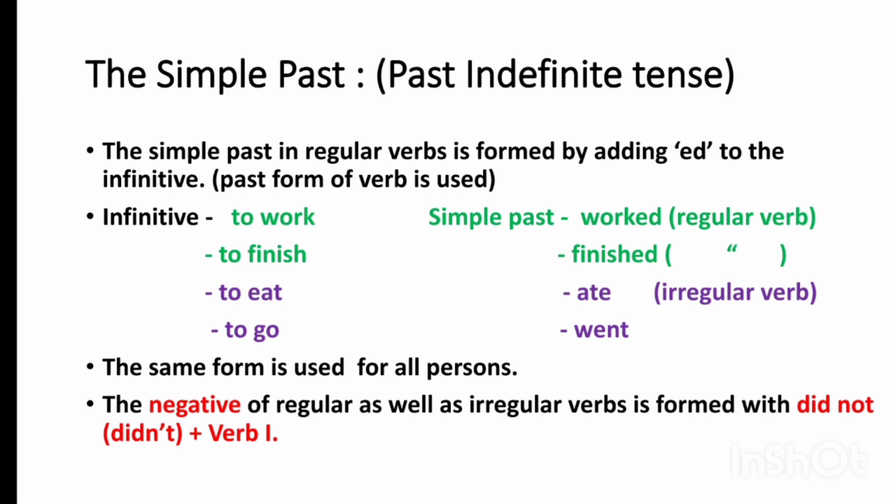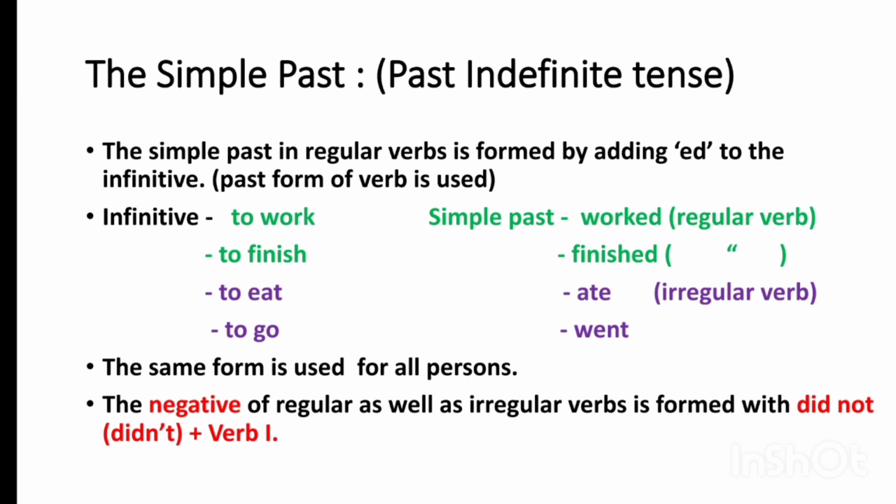Simple past, the past indefinite tense, is very easy and frequently used in your writing skills. And the same verb structure, the second form of the verb, the past form of the verb, is used with all the persons. Whether it may be first person, second person or third person, the verb form remains the same with all of them.